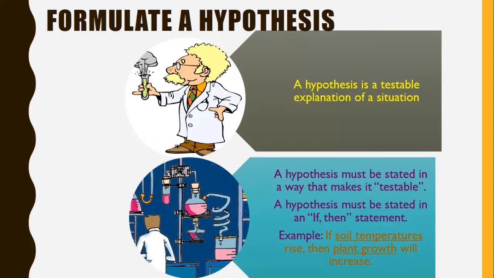So it has to be in an if-then statement. An example would be this: if soil temperature rises, then plant growth will increase. So that's a testable if-then hypothesis. The example of a bad hypothesis, I can't remember. Let me think. If I turn my textbook, then I'll be on the next page. You could technically test that. Like, I don't know. I'll think of one eventually.